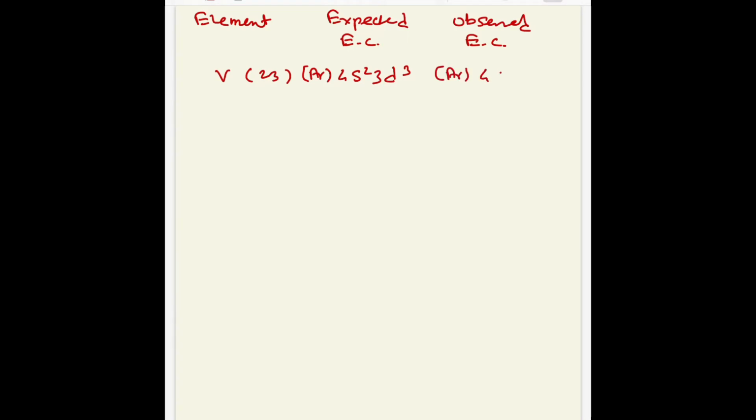Here we can see the expected electronic configuration and the observed electronic configuration. The next element is vanadium. The atomic number of vanadium is 23 and its electronic configuration, with the nearest noble gas argon, is 4s2 3d3, and the observed electronic configuration is also argon 4s2 3d3.